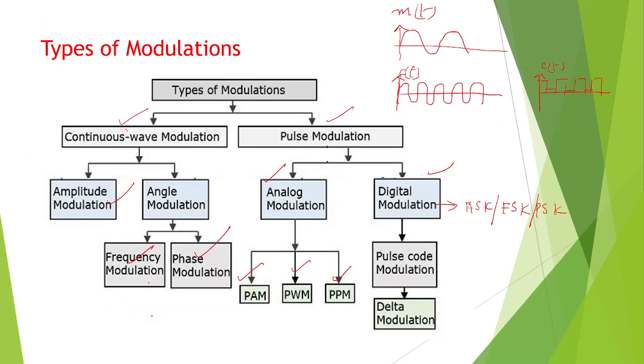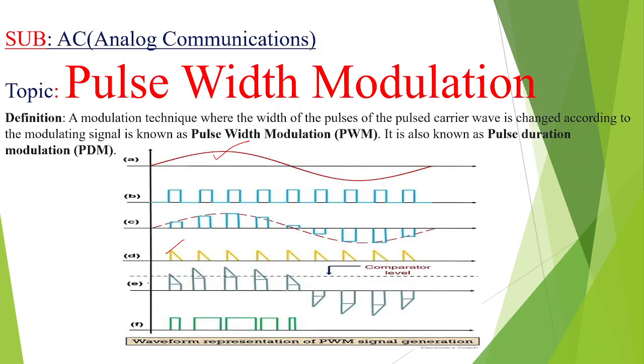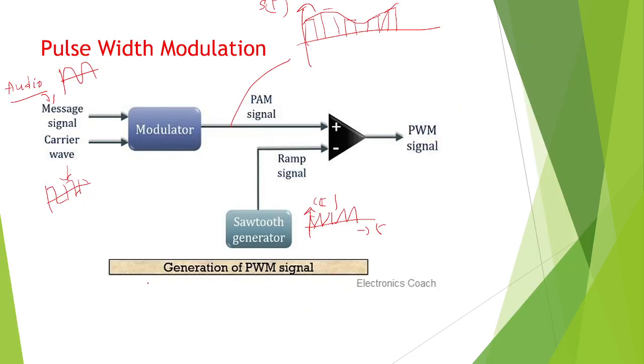So this is about the pulse width modulation. This is the block diagram for that. The message signal is modulated with the carrier pulse, and you will get the amplitude modulated signal here. This is PAM, pulse amplitude modulation. Again you take one more sawtooth to change the width, so you will get the pulse width modulated output. Depending on the amplitude of the PAM, the width is changing. So this is the final output.